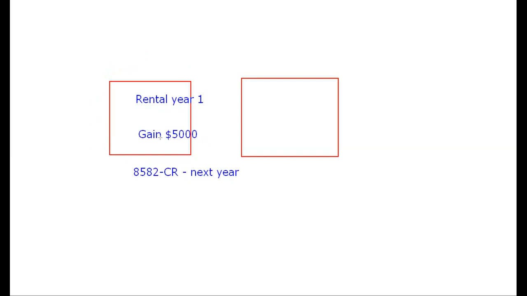Now let's do this because we hate our tax liability, right? So now we're going to carry that $5,000 gain over to the same property the next year. This is that rental property, rental year two. We did this because we knew that this year we were going to remodel it. We knew we were going to remodel it, and that was going to cost us $4,800 in remodeling, right?